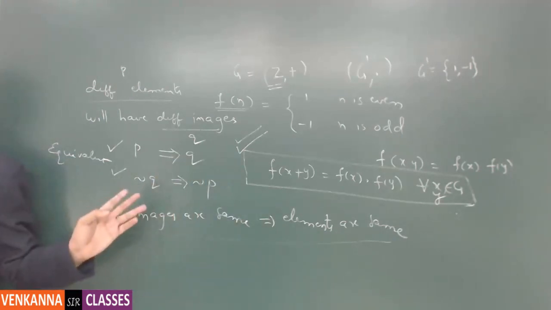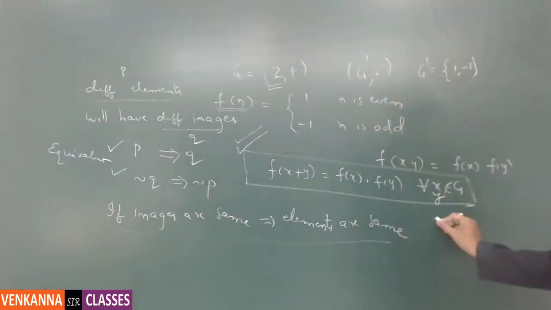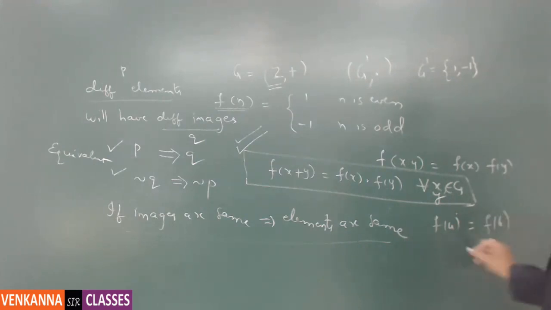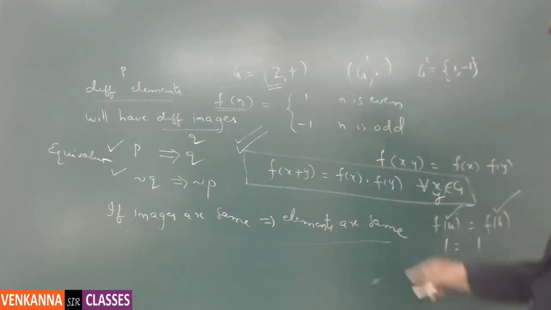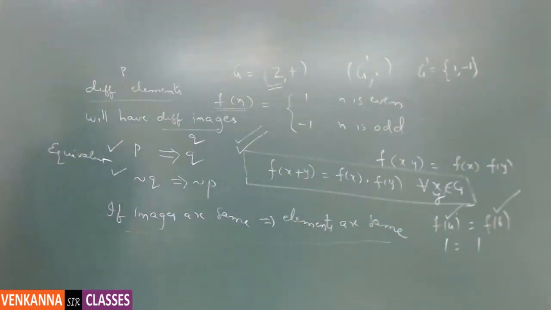So this is not a 1-1 function, because as you have taken f of 4 and f of 6, both have value 1 because they are even numbers. But 4 is a different number and 6 is a different number, hence it is not a 1-1 function. That we can clearly understand.